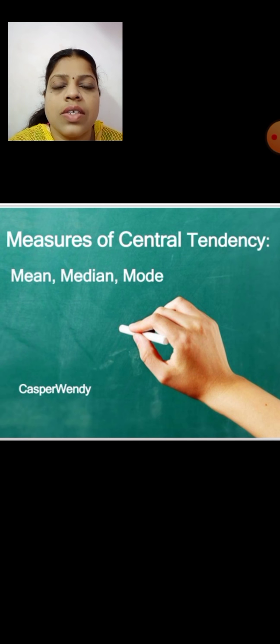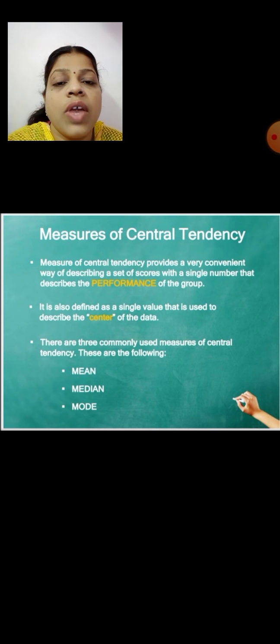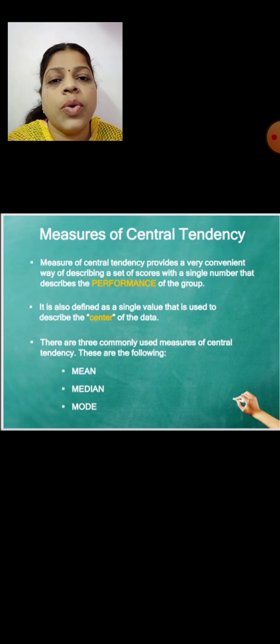Children, let's discuss the chapter Measures of Central Tendency in this module. We have already discussed the different measures of central tendency. Once again, let me define them. Actually, it is a convenient way of describing a set of scores with a single number that describes the performance of the group.